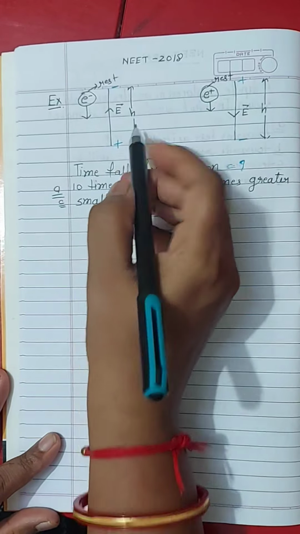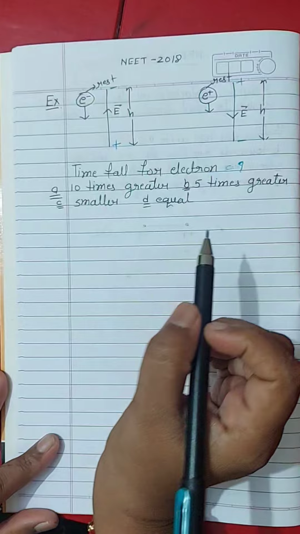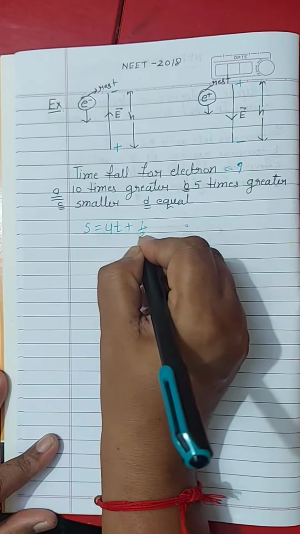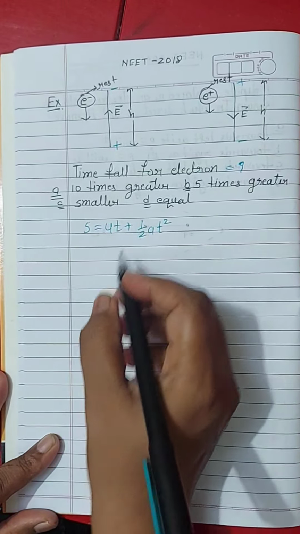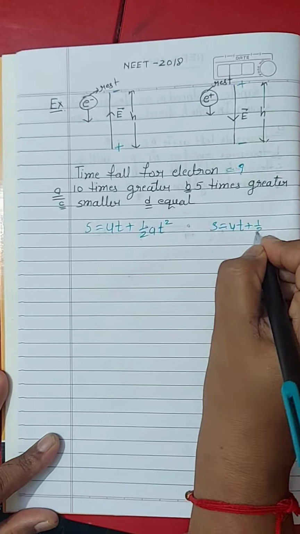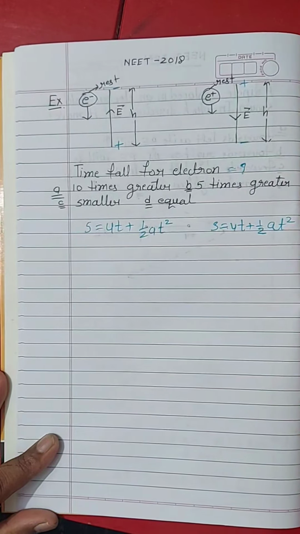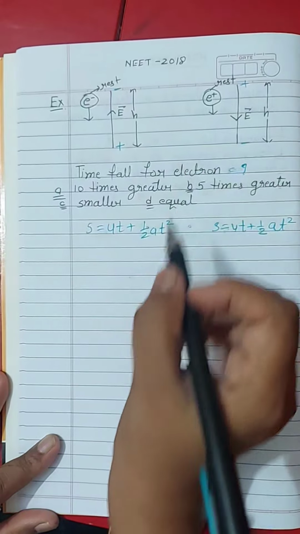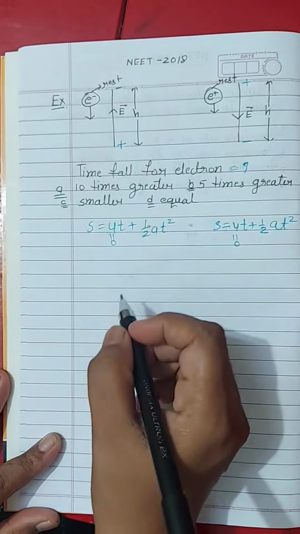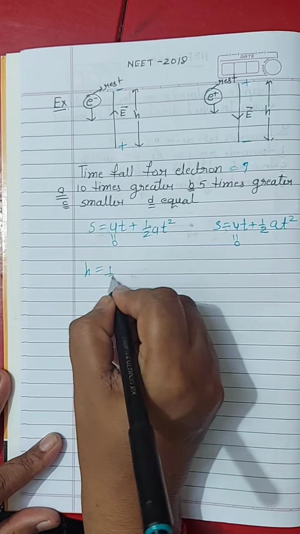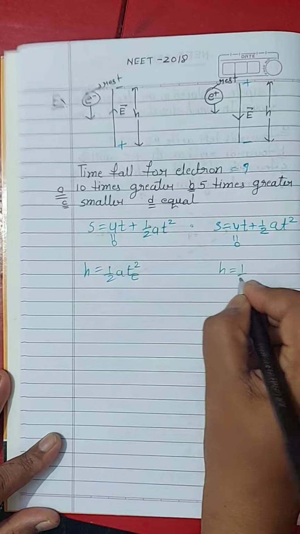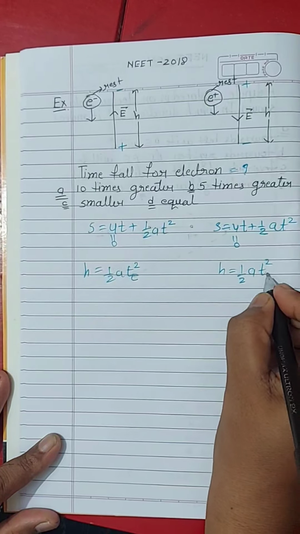So by using the equation, we have distance and the initial velocity is 0. Okay, so we will use the equation s = ut + 1/2 at² for the electron, and for the proton s = ut + 1/2 at². Okay, we know that they fall from rest, so the initial velocity is 0. We know the distance covered, small h, so h = 1/2 at² for the electron and h = 1/2 at² for the proton.